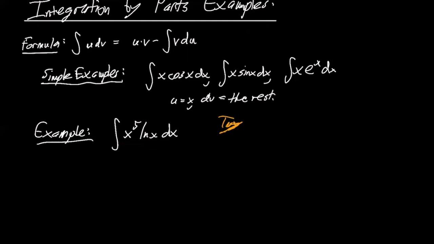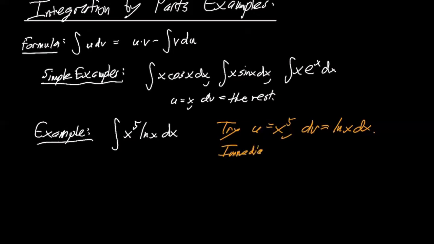Try u equals x to the fifth, dv equals ln x dx. Okay, so then we're going to differentiate x to the fifth, and we're going to need to anti-differentiate ln. So there's an immediate problem there because I don't know off the top of my head the antiderivative of natural log. Remember, the derivative of natural log is 1 over x, but antiderivative, I don't know it.